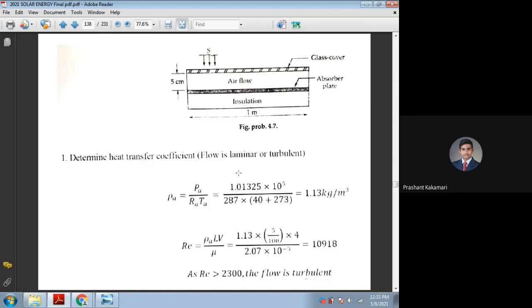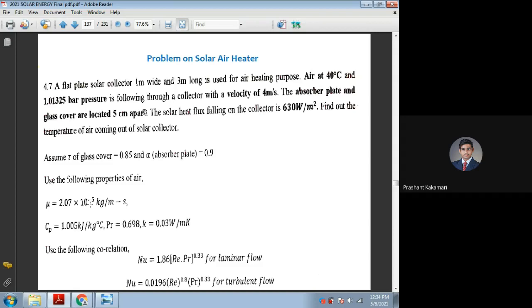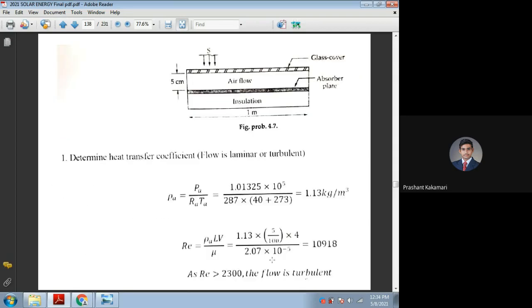They have considered this cross section height, which is between glass and plate, in which the flow is taking place. And velocity is given in the problem, 4. Density is not mentioned in the problem. In one of the liquid flat plate collector problems, I remember density of water was mentioned, so directly we substituted. Mu is given in the problem, 2.07 into 10 raised to minus 5 kg per meter second. Now how to find out density?